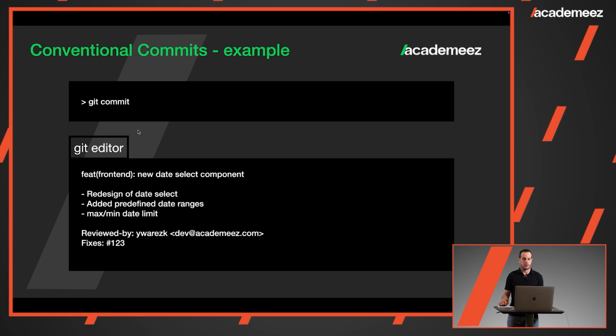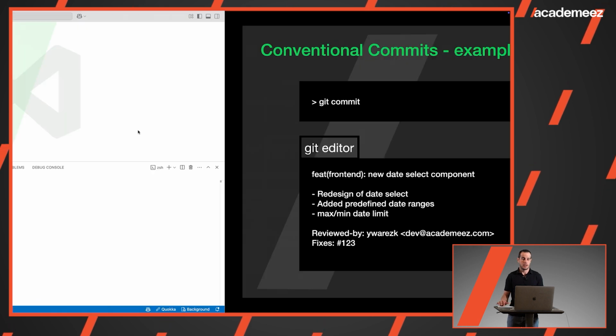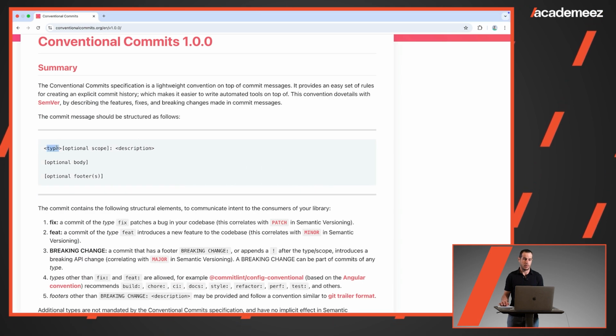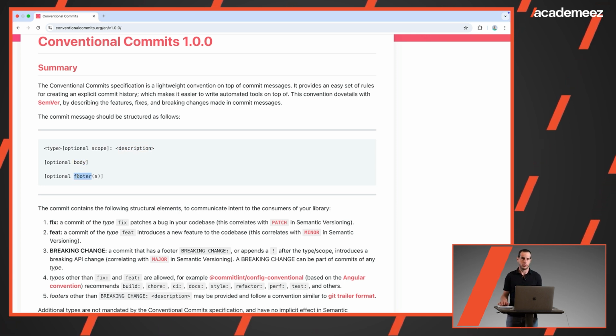Let's give another example of a conventional commit. In this example, we'll give a more robust example with all the blocks of a conventional commit. So in a conventional commit, we have the type, the optional scope, the description, optional body, optional footers. So let's see an example with all those parts.